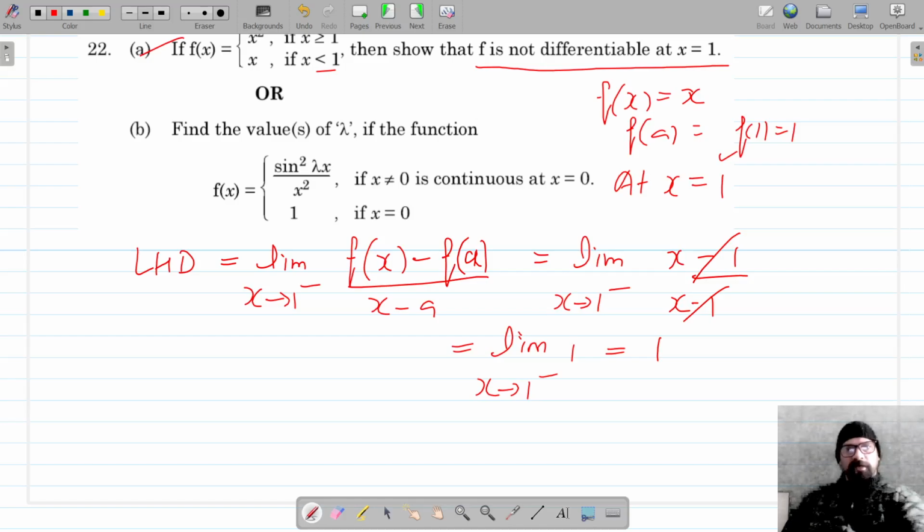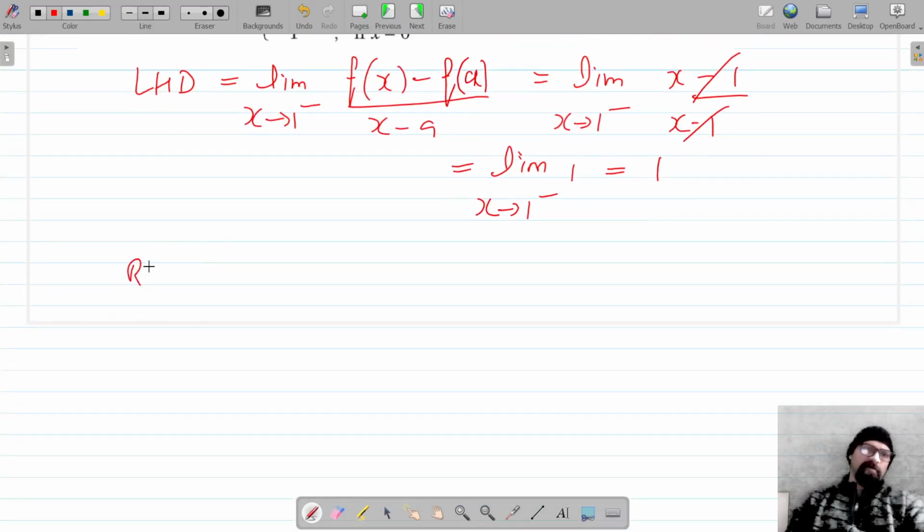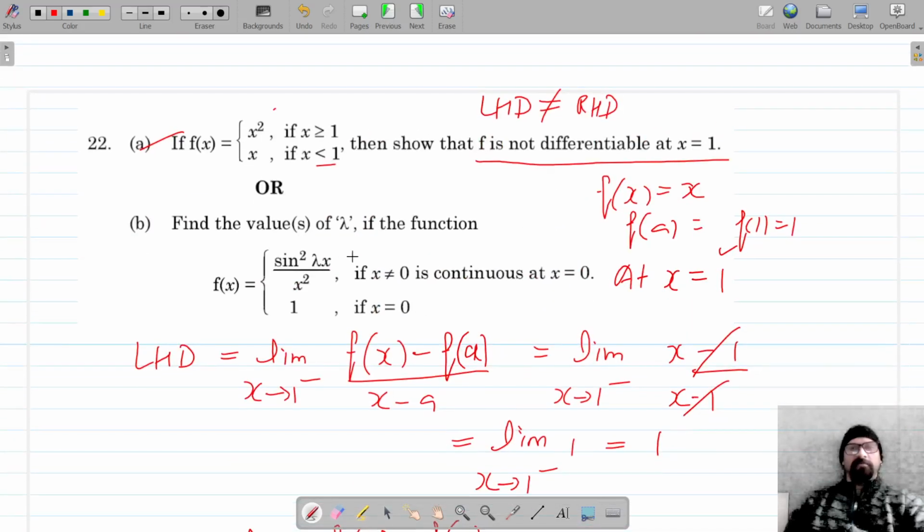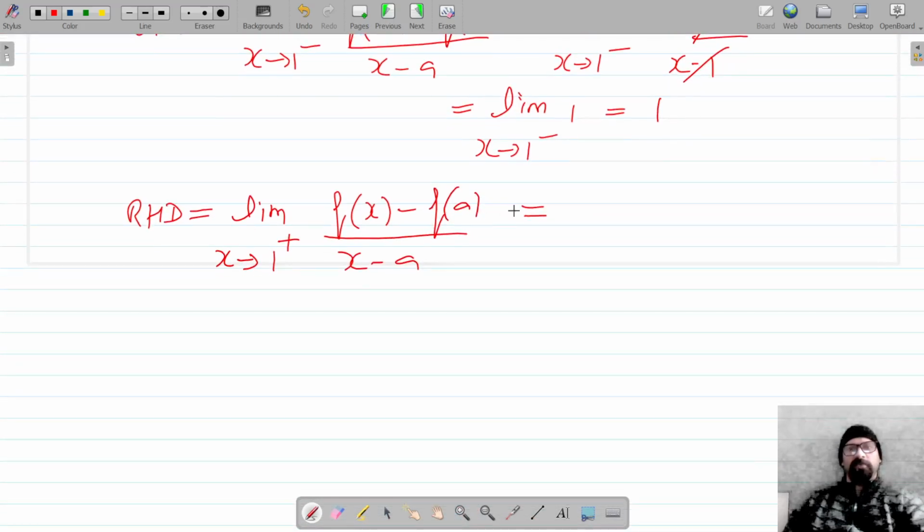Okay, now let's find out the right hand derivative. So the right hand derivative at x is equal to 1 will be given as x tends to a plus. So a is 1, so 1 plus, and the value will remain f of x minus f of a upon x minus a. For x greater than 1, the value of the function is x squared. So this is limit x tends to 1 plus of x squared minus f of 1, which is 1, upon x minus 1.